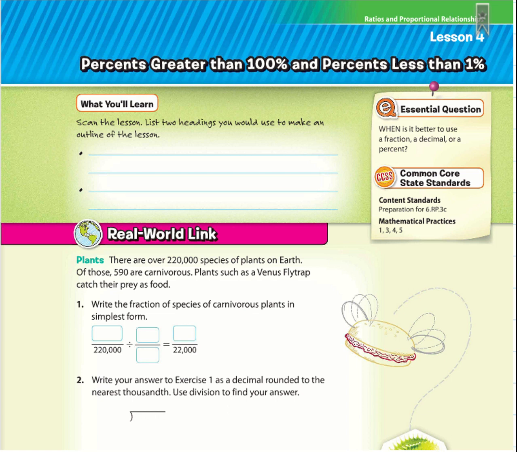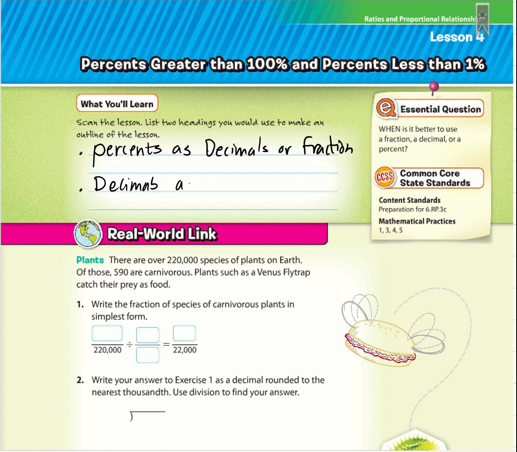We're going to be doing percents greater than 100 and percents less than 1%. So an outline will be doing percents as decimals or fractions. And we'll also be working with decimals as percents.